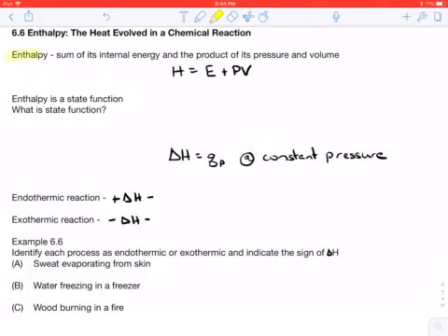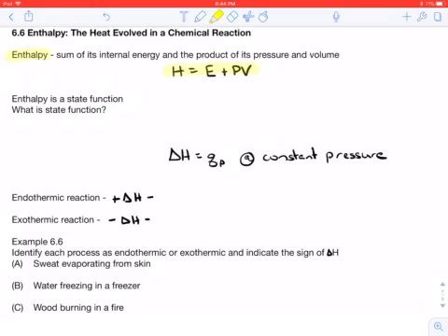Basically, what that's going to tell us is, as you can see, this formula right here looks very familiar to us. H is going to be our enthalpy. E, remember, is our internal energy, and P times V is pressure and volume, obviously.